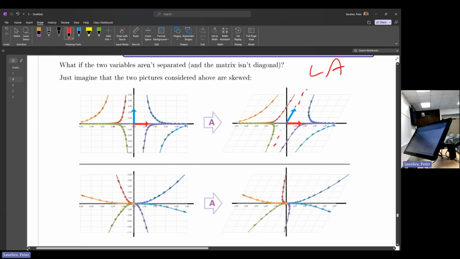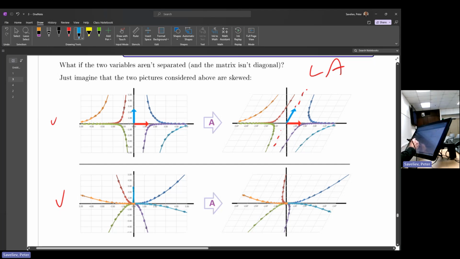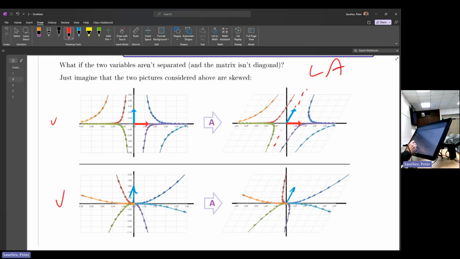Okay, so I skewed the two pictures that we just had, basically using probably just Microsoft Paint. I skewed them to make that point, that all we need here is to look at the special vectors. We just need to know how to find them, but otherwise they can be easily found by linear algebra.